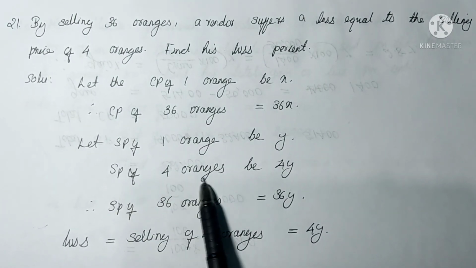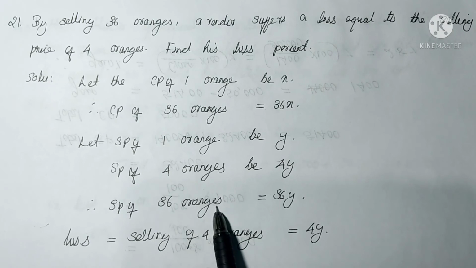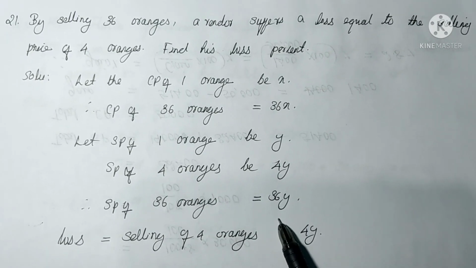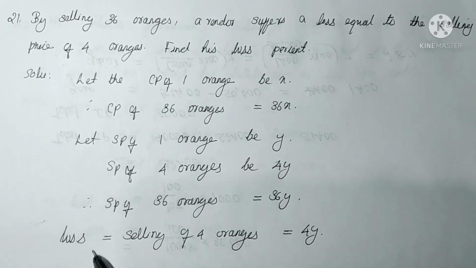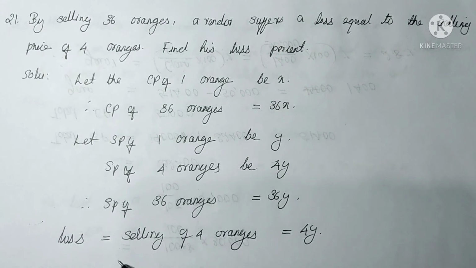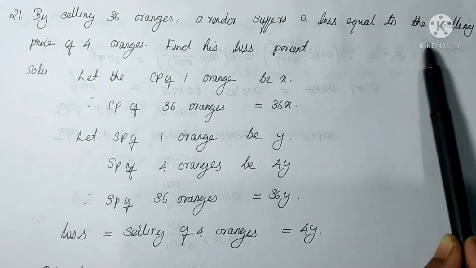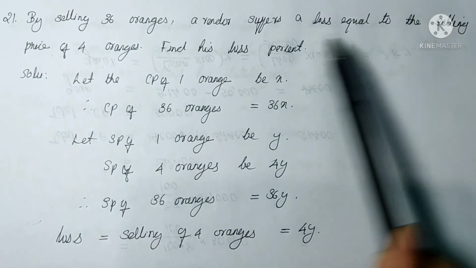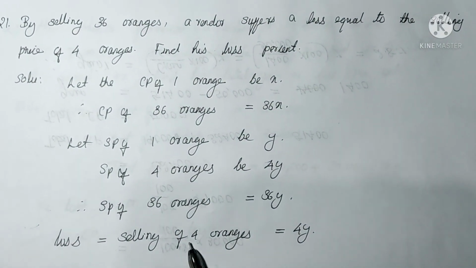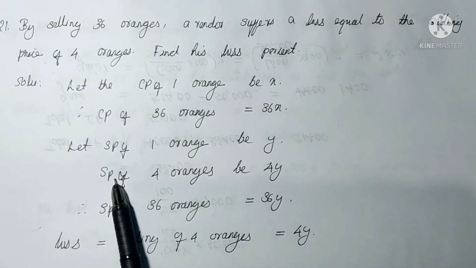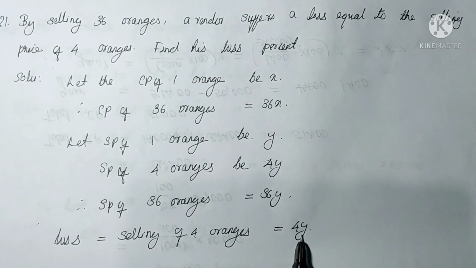Then what is the SP of 4 oranges? SP of 4 oranges is equal to 4 into Y. SP of 36 oranges is equal to 36 into Y. So we can find loss here. Here already given that it is loss. Loss is equal to selling price of 4 oranges. It is given in the question. But what is the selling price of 4 oranges? It is 4y. So loss is equal to 4y.